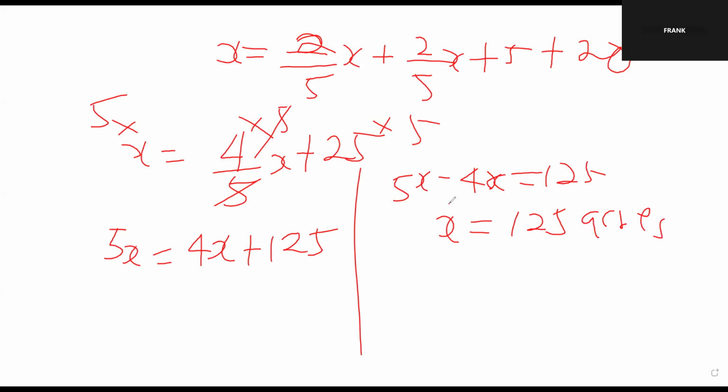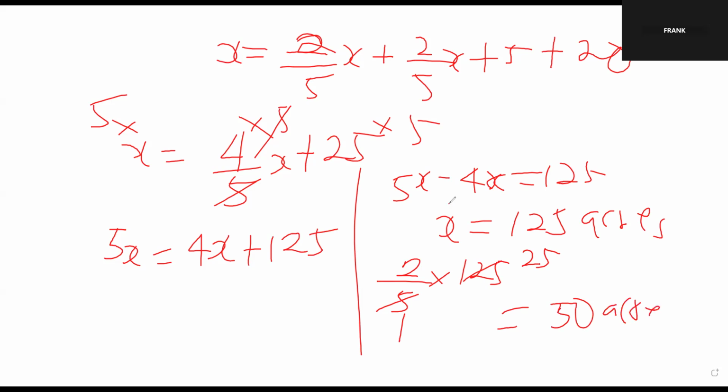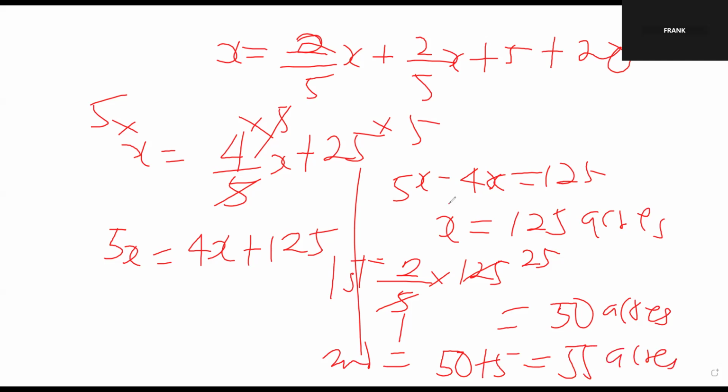The first child had 2/5 of that. So 2/5 times 125. 5 here, 1, 5 here, 25. 2 times 25 is 50 acres. So the first child got 50 acres. Second child got 5 more. So we add 5 to that. And that should now be 55 acres for the second child.